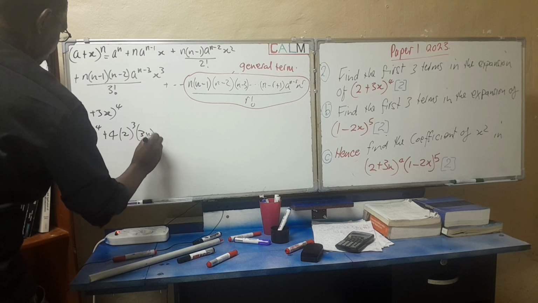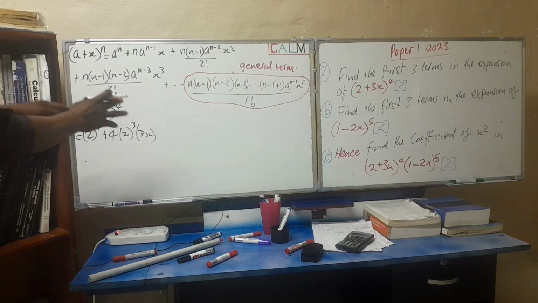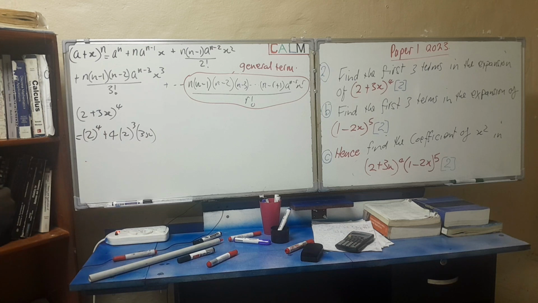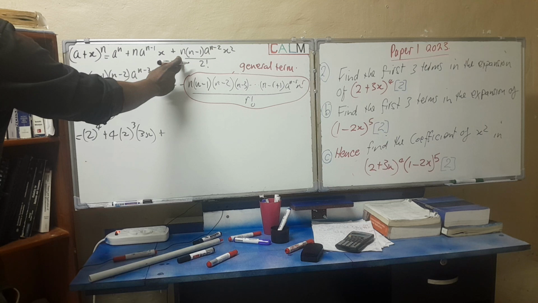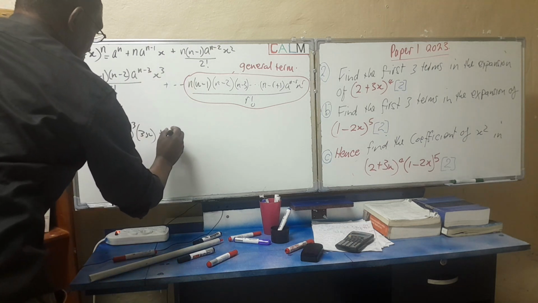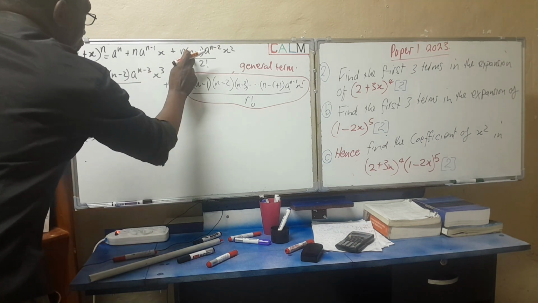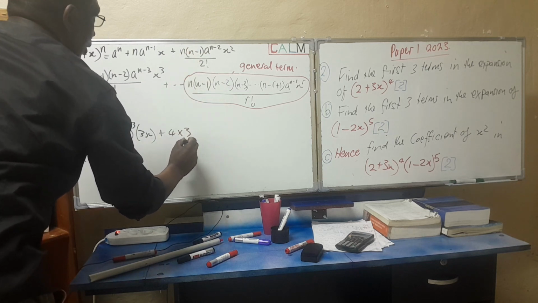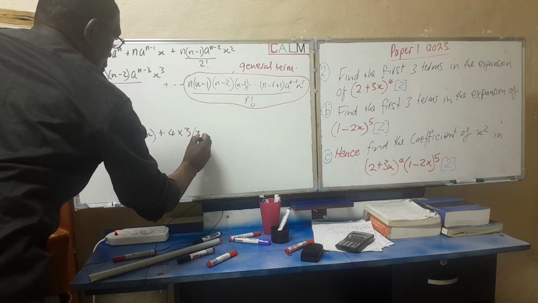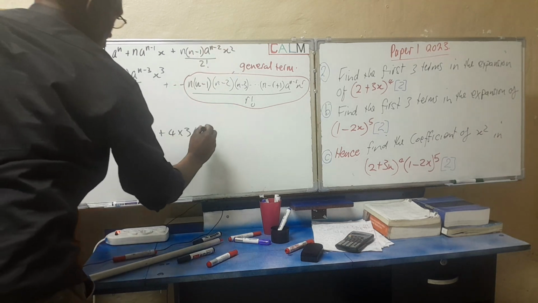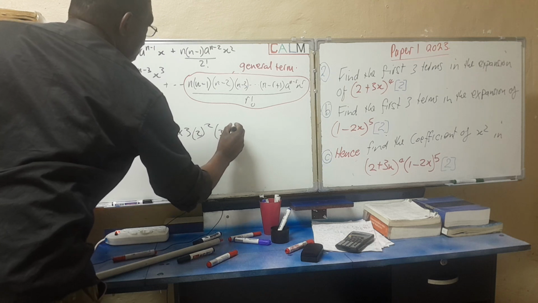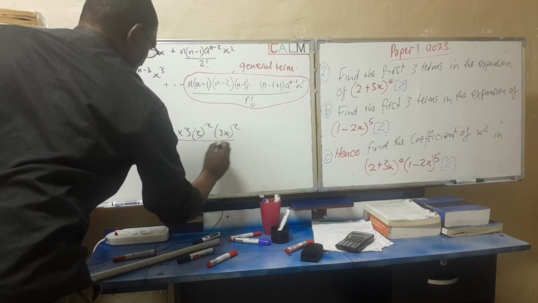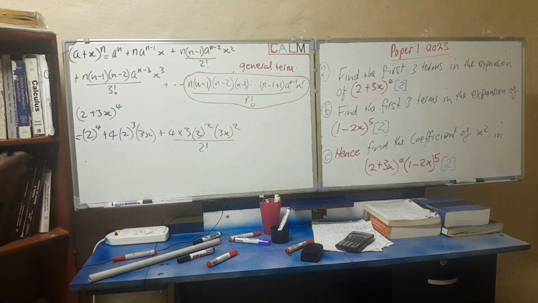The third term, which is the final one we are interested in, is your x squared term. It is 4 times (4 minus 1), which is 3, multiplied by 2 now raised to the power 4 minus 2, which is 2, and our 3x raised to the power 2. And all this over 2 factorial. 2 factorial, of course, is just 2.